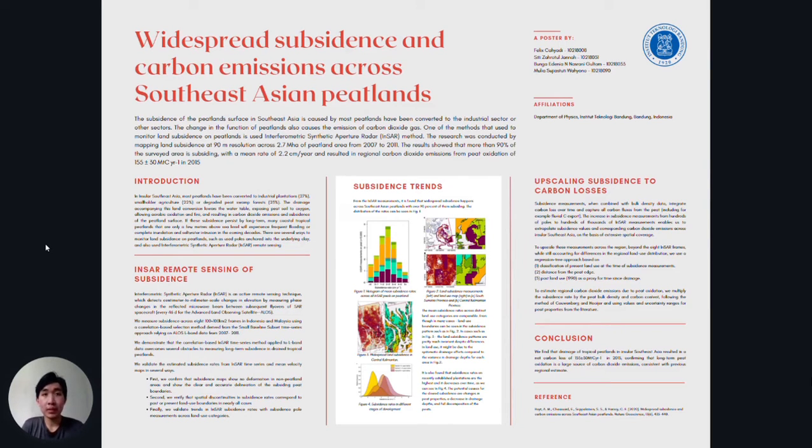Based on the InSAR measurement data, we can see that widespread land subsidence happens across peatlands in Southeast Asia, and the distribution of the subsidence can be seen in Figure 1. There we have a histogram of mean subsidence rates, and it turns out over 90% of all the peatlands in Southeast Asia are subsiding.